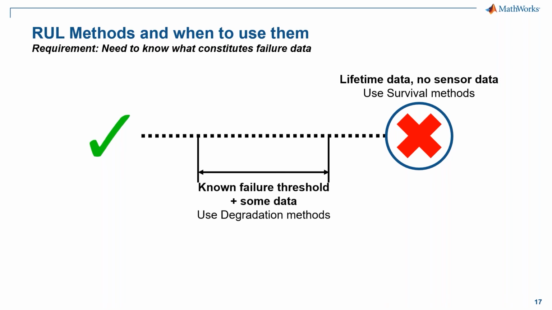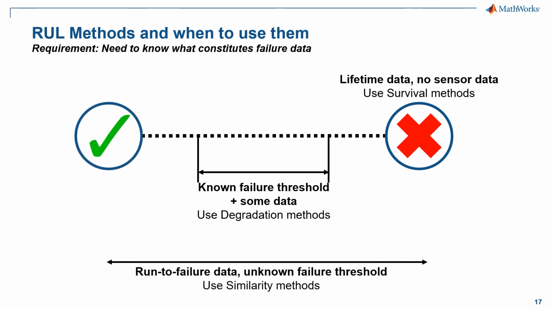Now, say that we have some data, right? We were able to bring sensors in occasionally or just gathered it in certain segments of its operation, but we know some things about what failure looks like. Or we have some sort of failure threshold that we can define, then we can use something called degradation methods.